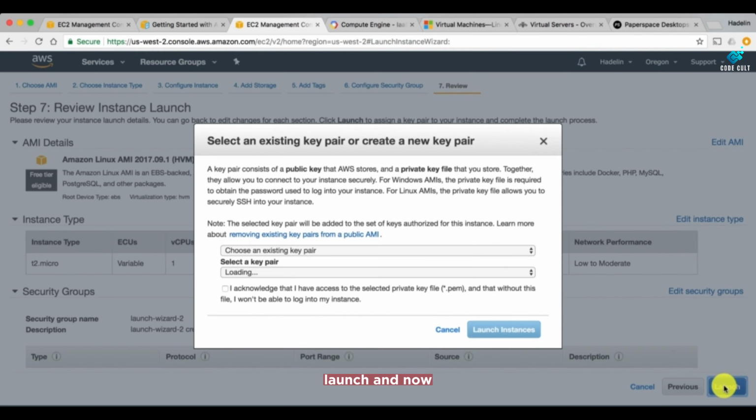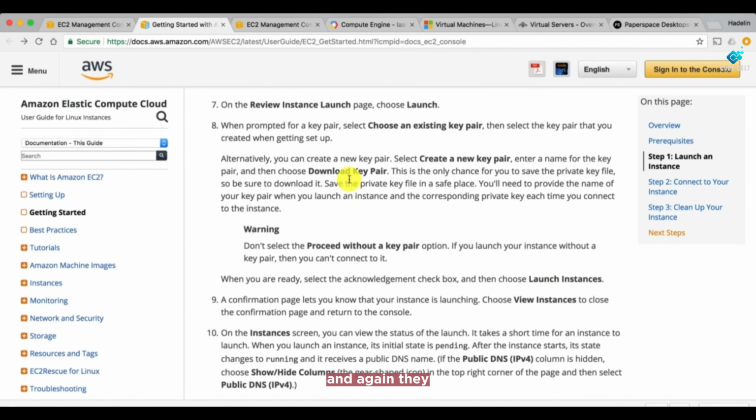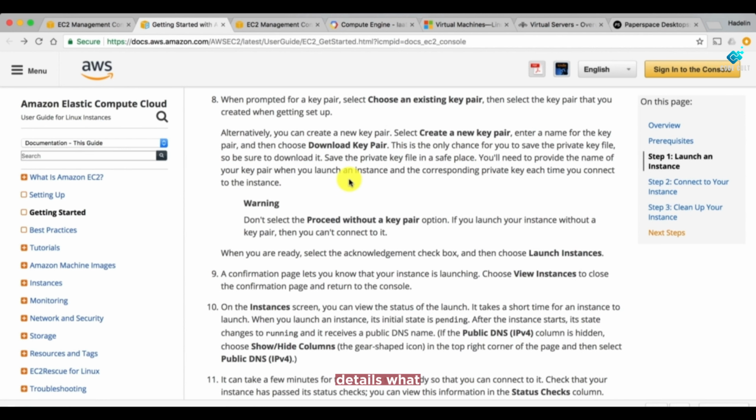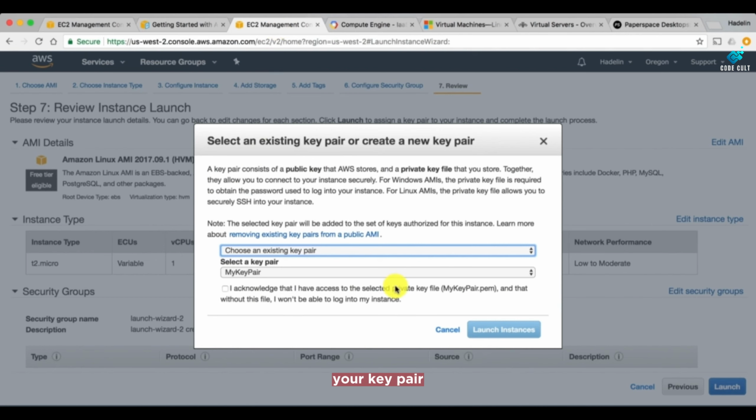Let's do this, launch. And now we have this window opening. And again, they tell us in great detail what we have to do. No room for any issue. We just need to choose or create a key pair. So you will get your key pair of public key and private key when setting up your EC2 instance.